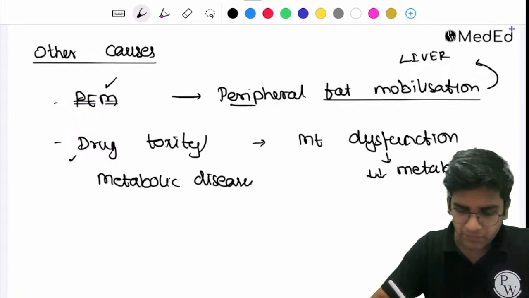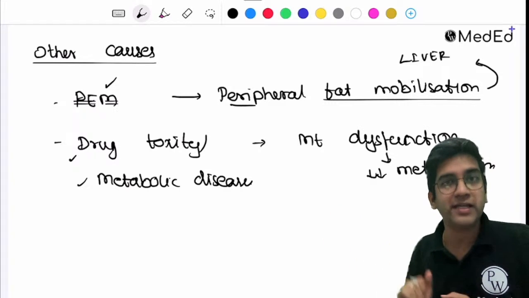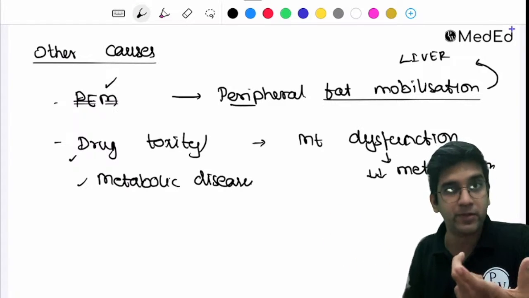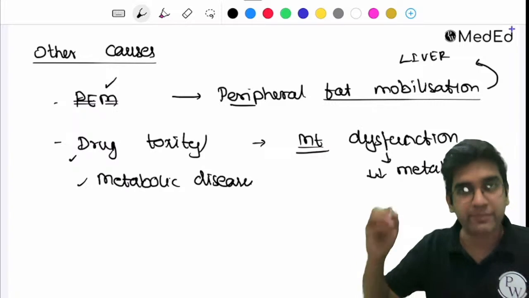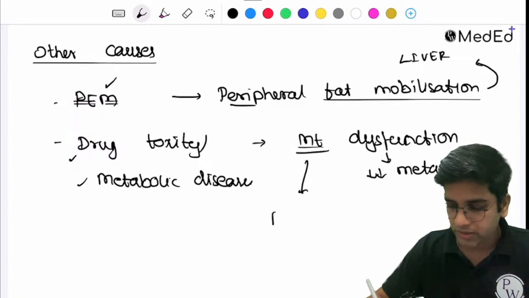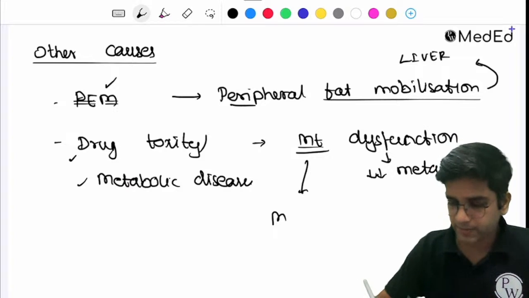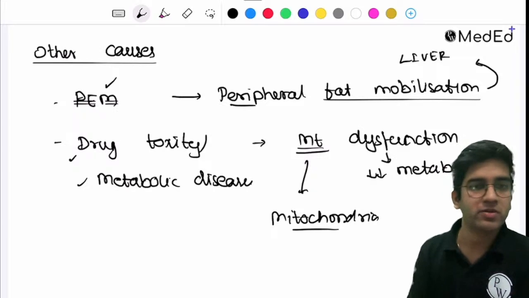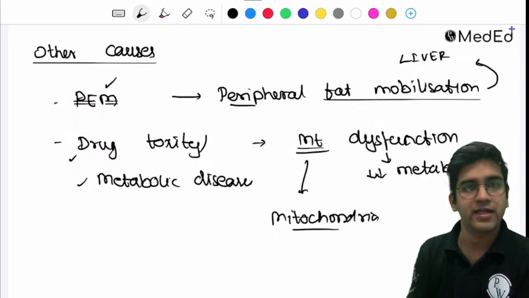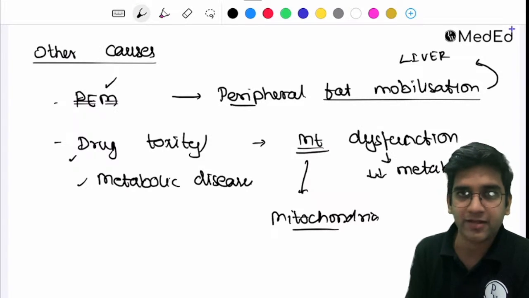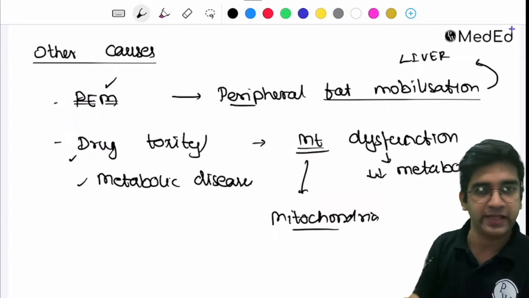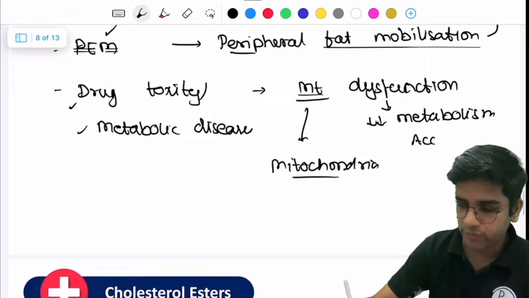There are a few places where drug toxicity or a few metabolic disorders of the liver are responsible. Whenever I'm taking a drug which is damaging my hepatocyte, it affects my mitochondria. I'm writing MT for mitochondria. Where does beta oxidation of fatty acid happen? Which organelle does the beta oxidation and the metabolism of everything? Mitochondria, right? So if the mitochondria of a cell is not there, what's going to happen? There'll be abnormal metabolism and it'll keep on accumulating. Reduced metabolism will result in accumulation.